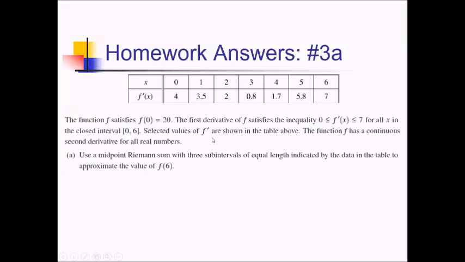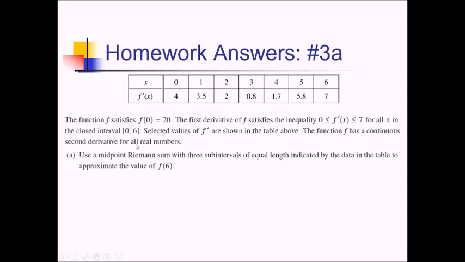For this free response problem, we have a function f such that f of 0 is 20, and the first derivative of f satisfies this inequality where f prime is always between 0 and 7, and we've even got some selected values of f prime in the table here, which, as you can see, all fall between 0 and +7 inclusive. They also said f has a continuous second derivative for all real numbers. So basically we're saying f is twice differentiable, and a little bit more than that because the second derivative is continuous in addition to existing.